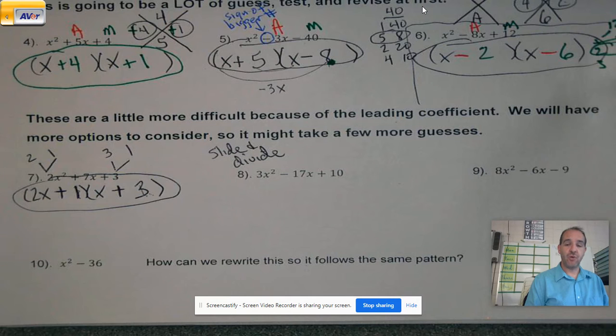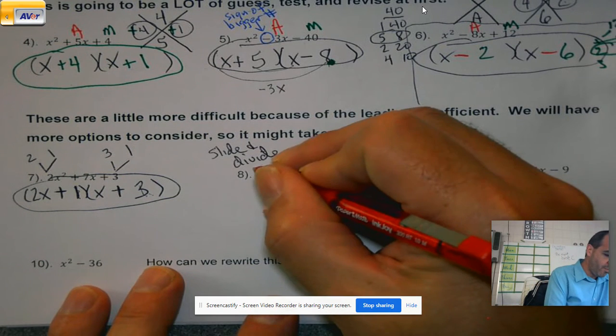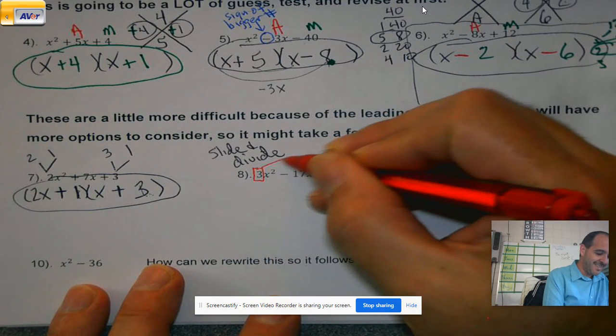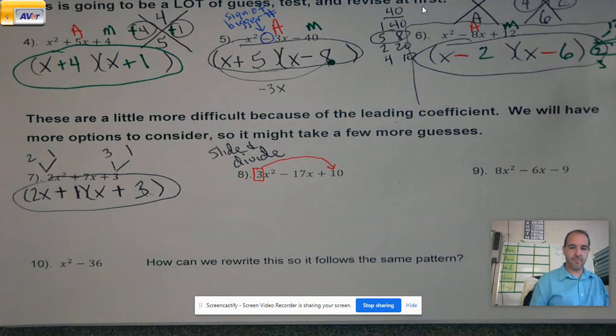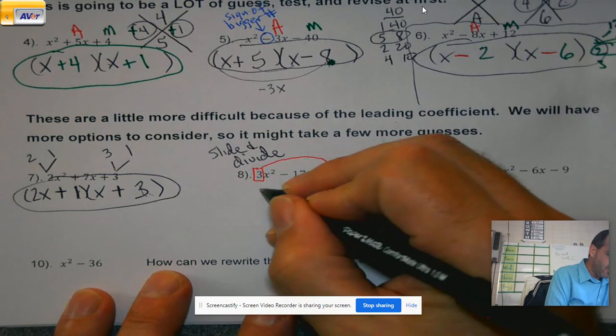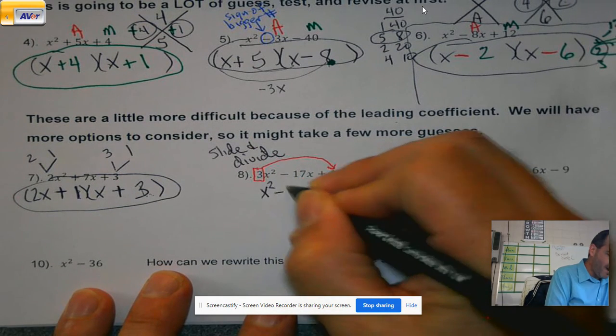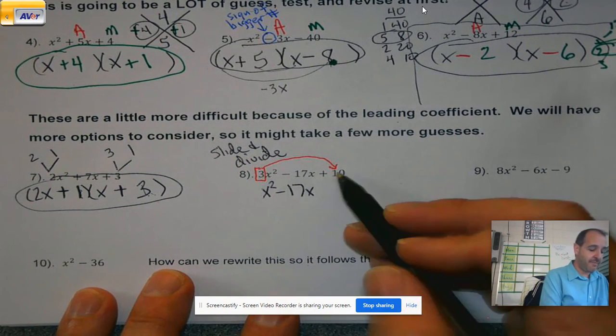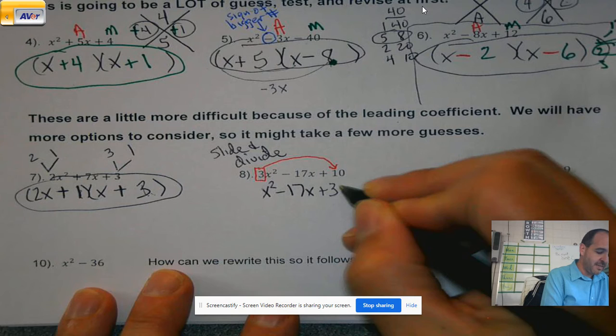So I'll show you both. Well, actually, I'll show you both on 9. We'll stick to just slide and divide on 8. So here's how slide and divide works. You take whatever your lead coefficient is, the number in front. We slide it to the end of the problem, okay? So that 3, when I slide it, it multiplies. 3 times 10 is 30.